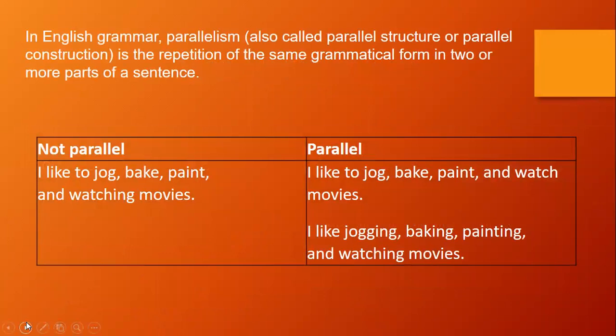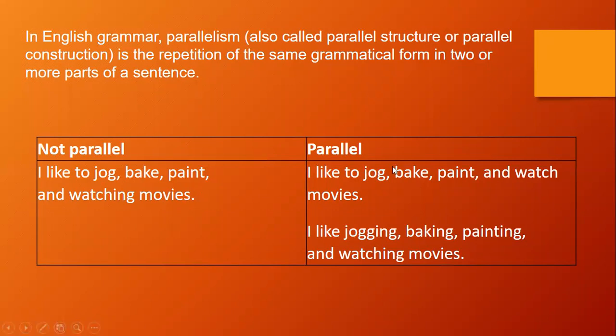So parallelism is also called parallel structure or parallel construction in English grammar. And it's a repetition of the same grammatical form in two or more parts of a sentence. For example, these short sentences here on the left side. I like to jog, bake, paint, and watching movies. That's definitely not parallel, right?